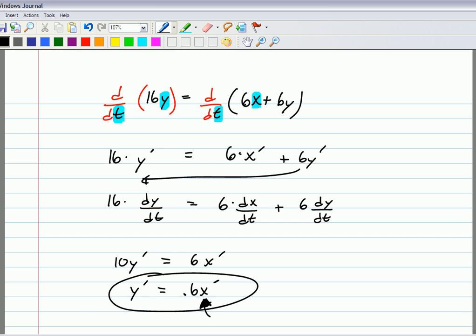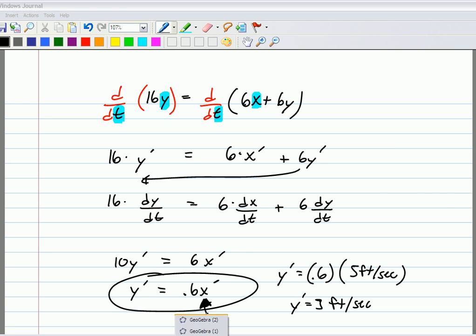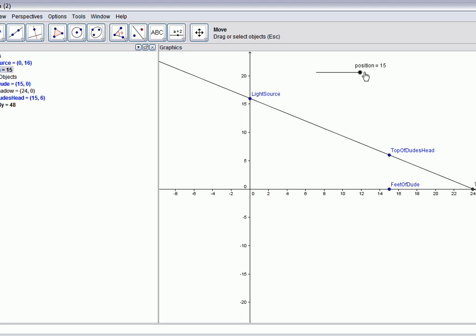Well, x prime is how fast he's walking towards the pole. Well, in our problem, x prime was 5, right? So y prime equals 0.6 times 5 feet per second, which is 3 feet per second. So as every second passes, as he walks towards that light pole, let's pull this back up. It's tough to simulate time here, but as every second passes, let's see how much his position changes by, 5 feet per second. So 15 would go to 10, right?